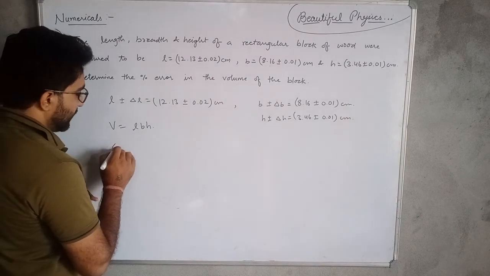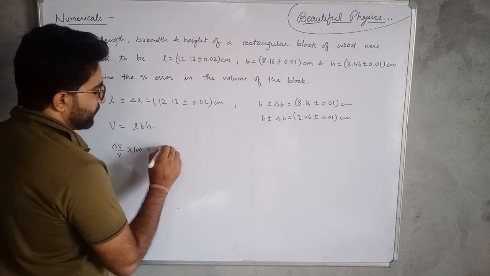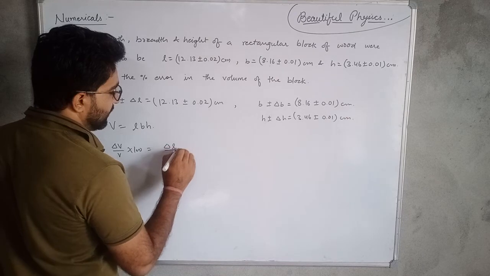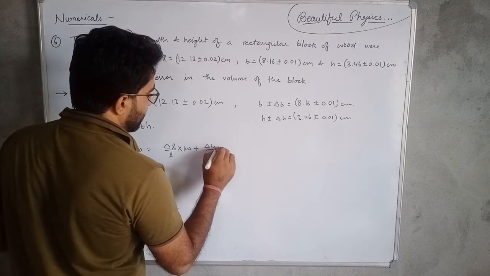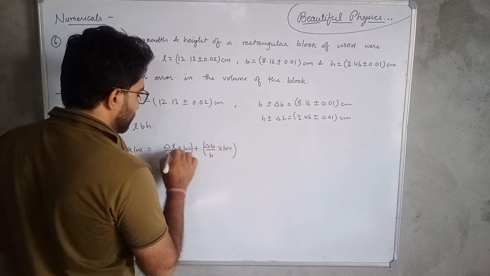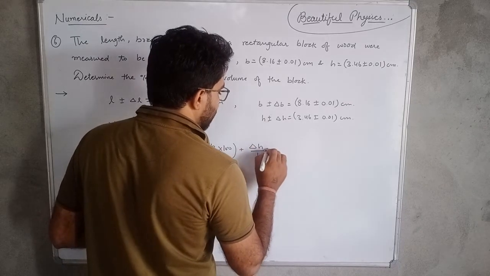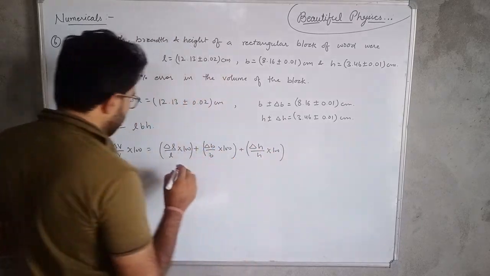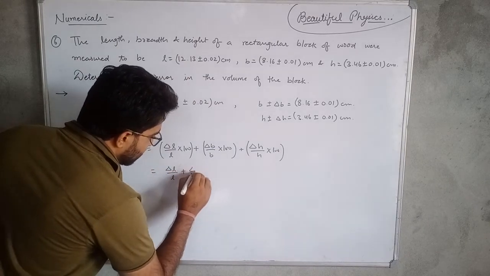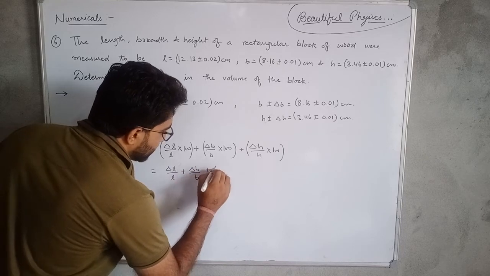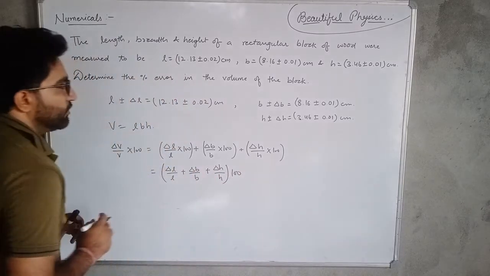So we have to find delta V upon V into 100, and it will be equal to delta L by L into 100 plus delta B by B into 100 plus delta H upon H into 100. 100 can be taken as common, so it will be equal to delta L by L plus delta B by B plus delta H by H, into 100. Let's put the values one by one.